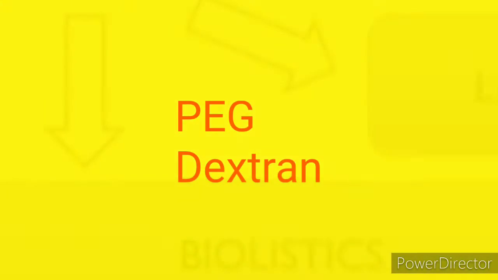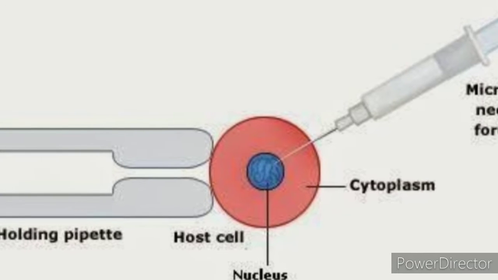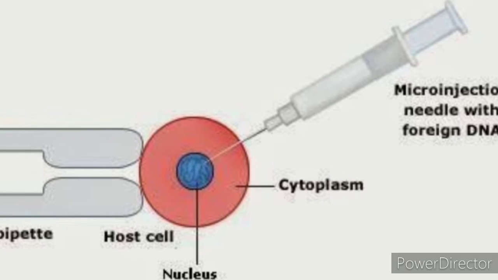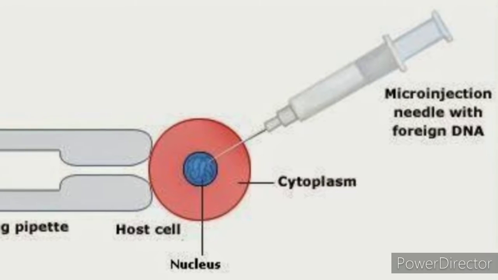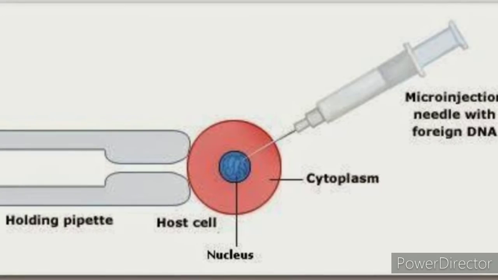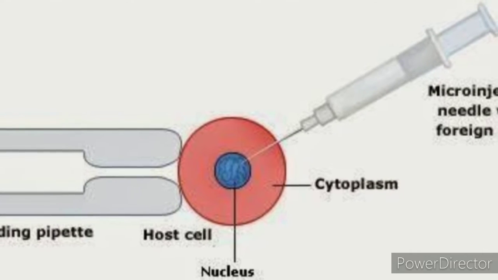In chemical mediated gene transfer, certain chemicals like polyethylene glycol and dextran sulfate induce DNA uptake into plant protoplast. In microinjection, the DNA is directly injected into the nucleus using a fine tipped glass needle or micropipette to transform plant cells. The protoplasts are immobilized on a solid support. For that, agarose gel is placed on the microscopic slide or held with a holding pipette under suction.